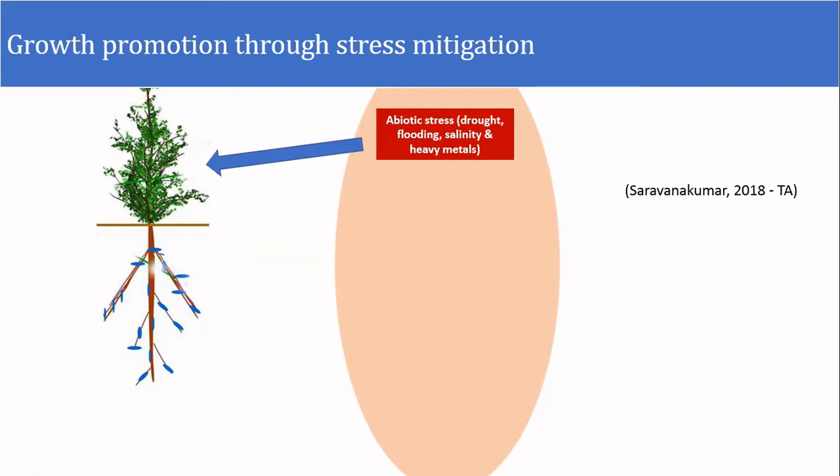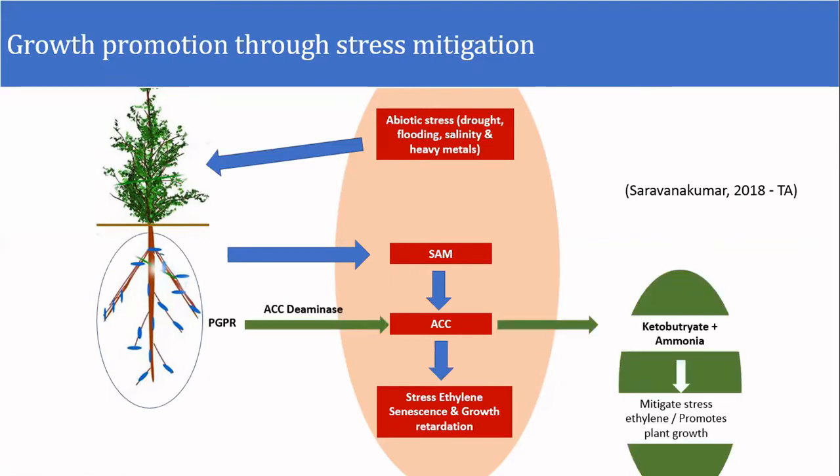But plant growth promoting microorganisms such as rhizobacteria are known to possess a unique enzyme called ACC deaminase, and this enzyme can act on the ACC that is synthesized in the plant and convert it to alpha ketobutyrate and ammonia, preventing the accumulation of stress ethylene. Thereby, biotic stress or abiotic stress could be managed.